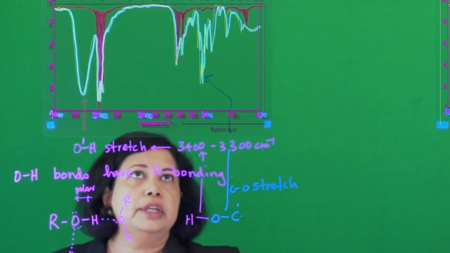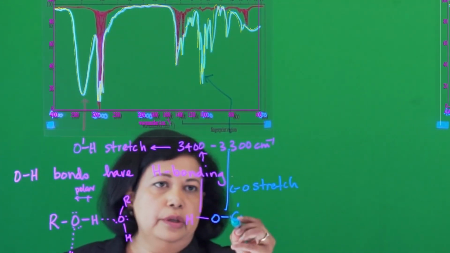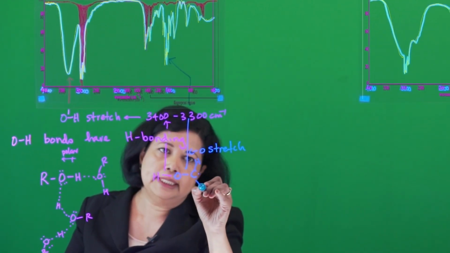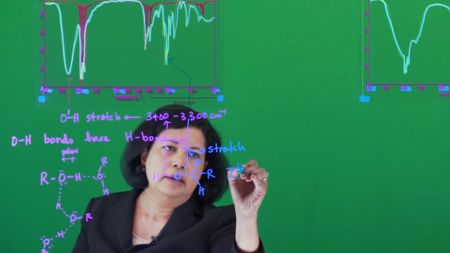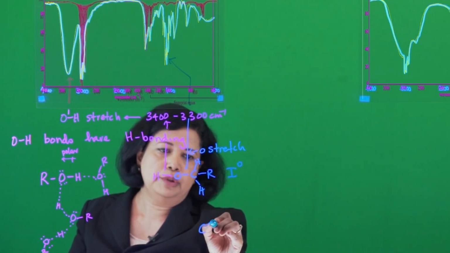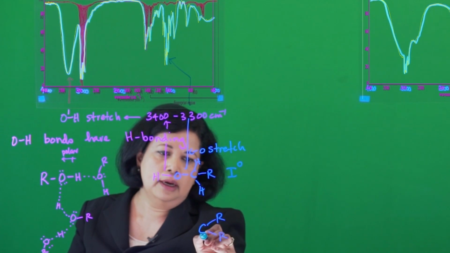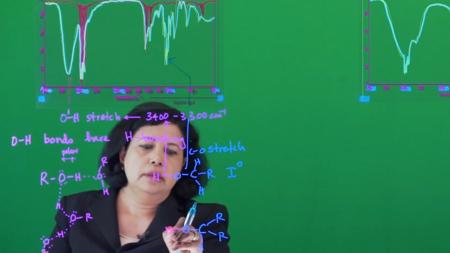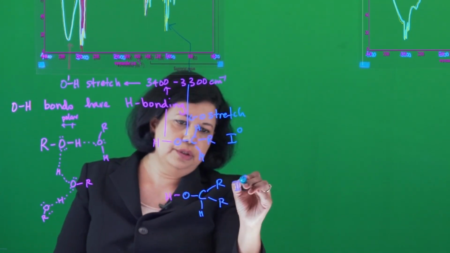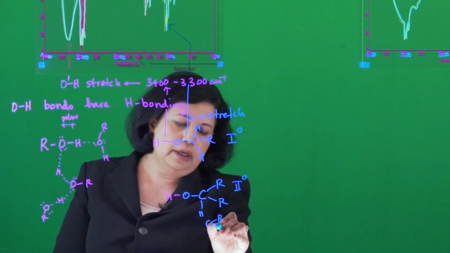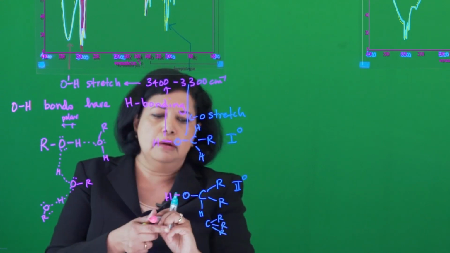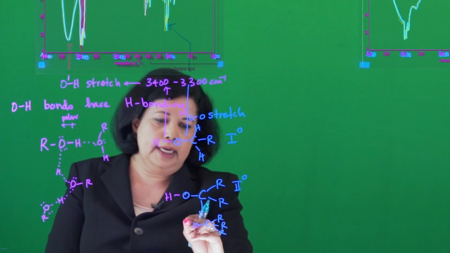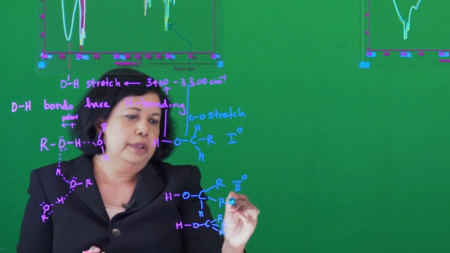And for the CO stretch, you have multiple peaks here, and the frequency depends on whether it's primary or secondary, where you have two R groups and just one hydrogen, or tertiary, where you have three R groups and no hydrogens on that carbon that's bearing the oxygen. So that is going to be tertiary.